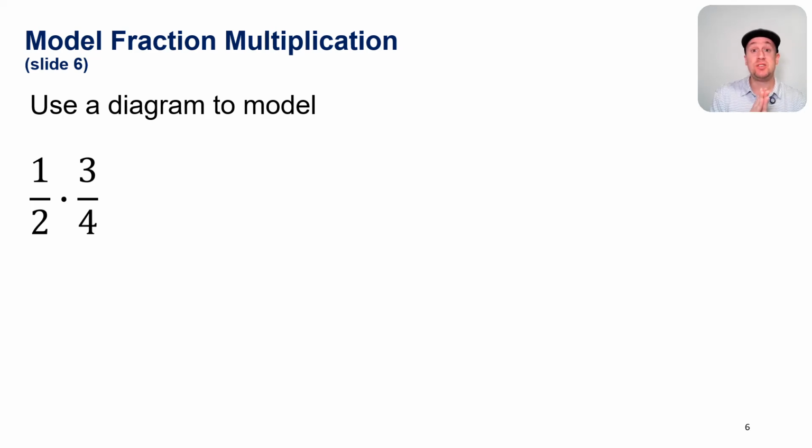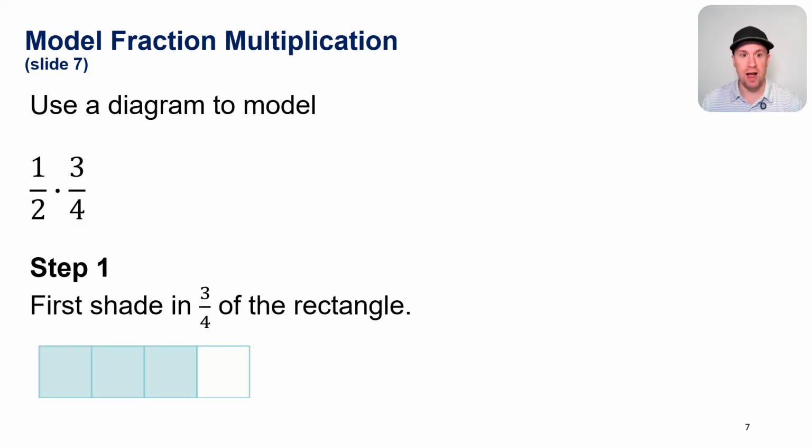Now we're moving into multiplication of fractions, and we're first going to start with modeling a fraction using a diagram. So let's look at the fractions 1/2 times 3 over 4. And we're going to start with the bigger fraction and visualize what that looks like. So 3/4 of a fraction looks like this. We have 4 divisions of a rectangle, and we have filled in 3 of these 4 pieces of the rectangle.